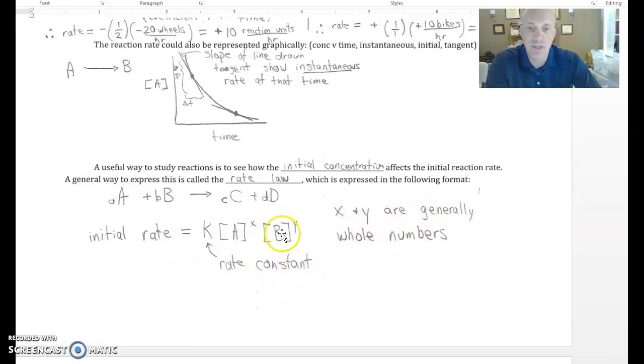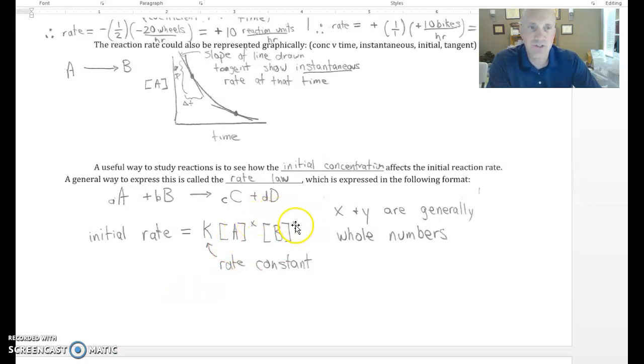One thing that you might think is that these x and y's might correspond to the coefficients in the reaction. What I'm going to say for now is sometimes they can be the same. In fact, there's a way that would make sense for them to be the same thing, but they're not necessarily going to be the same.